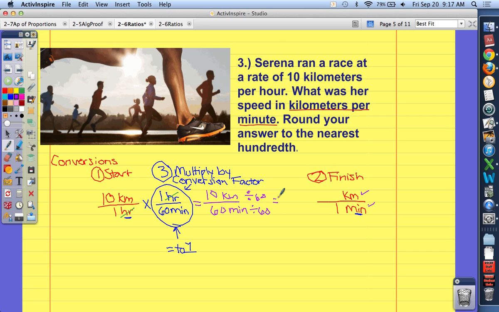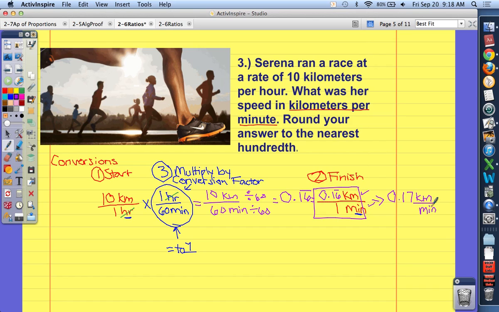What's the decimal of 1/6? 0.16 repeating kilometers per 1 minute. So I'll write it over here with my unit. Make sure in all these problems you have labels and units on your answer. Oh, sorry, we're going to round to the nearest hundredth, so I should finish that off as 0.17 kilometers per minute.